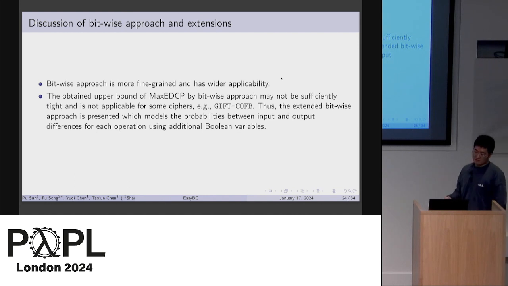However, the precision is maybe not sufficient in some cases, for example, for GIFT. Then the extended bitwise approach is proposed to address this situation, which uses some extra Boolean variables to model or encode the specific probability of the differential propagation.